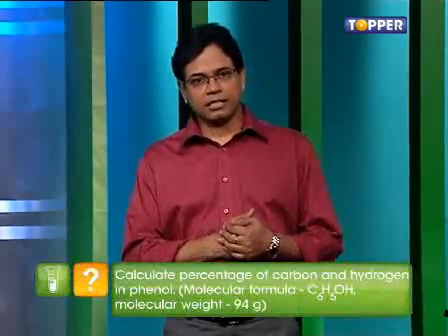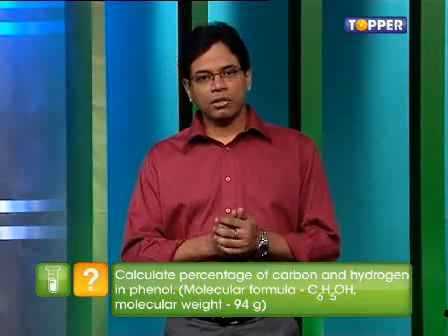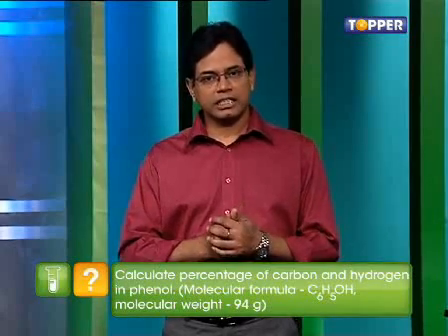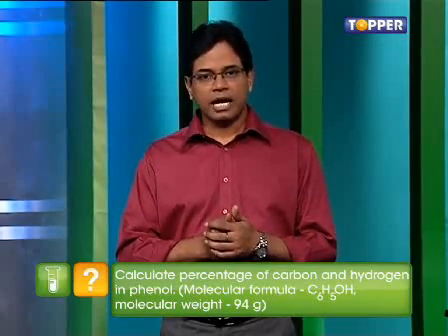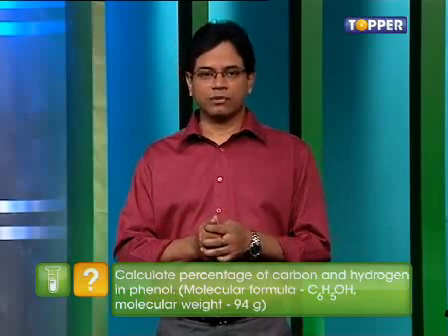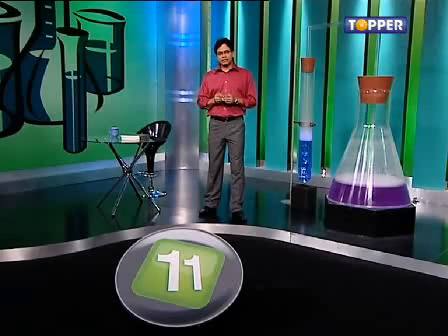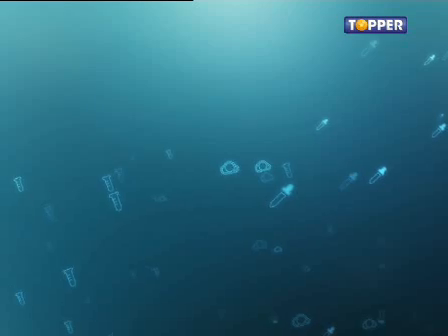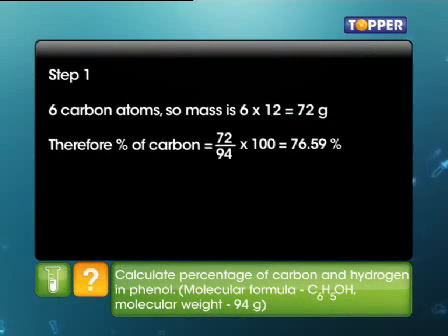Now, let's calculate the percentage of carbon and hydrogen present in phenol, the molecular formula of which is C6H5OH and its molecular weight is 94 grams. Calculate the percentage as per the first step. Step 1. The compound has 6 carbon atoms. Percentage of carbon is 72 divided by 94 times 100, which is equal to 76.59%.